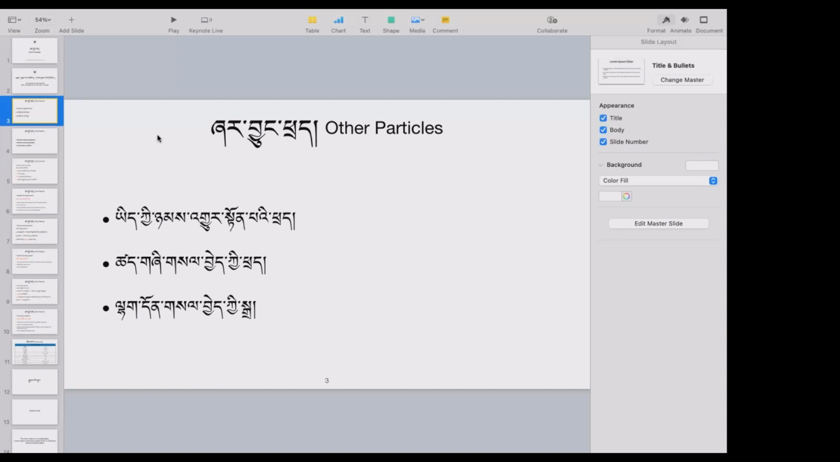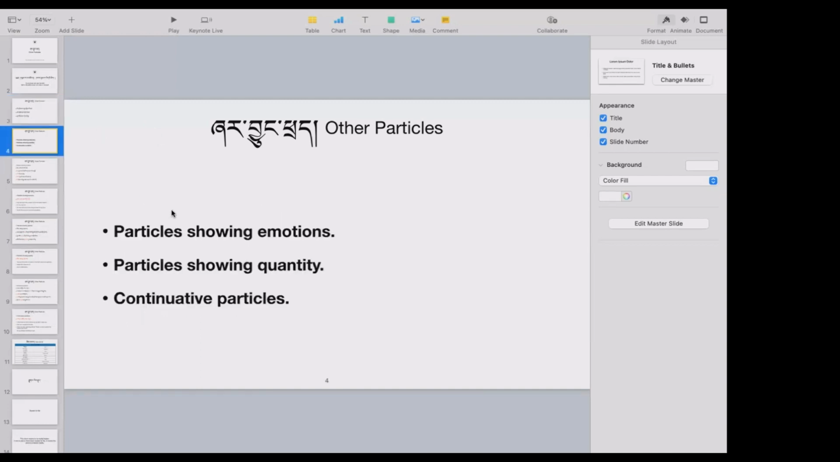So there are three sets of particles that we are going to discuss today. The first one is a particle that shows a change in the mind or the mental state or the heart state or emotions. Second one, seishi seje ki te, a particle that deals with quantity. And then finally, it is a particle that deals with continuation, or continuative particle.